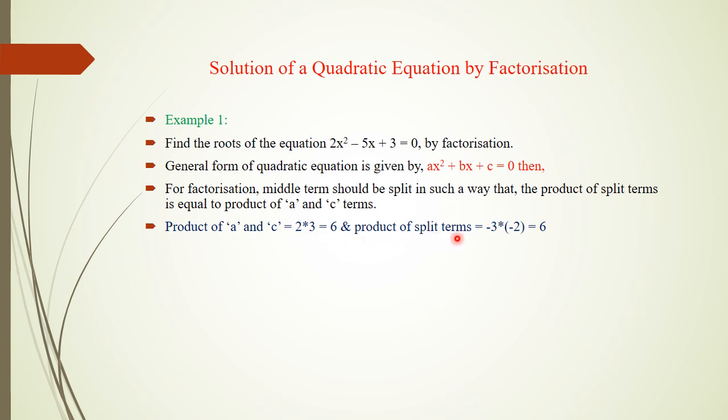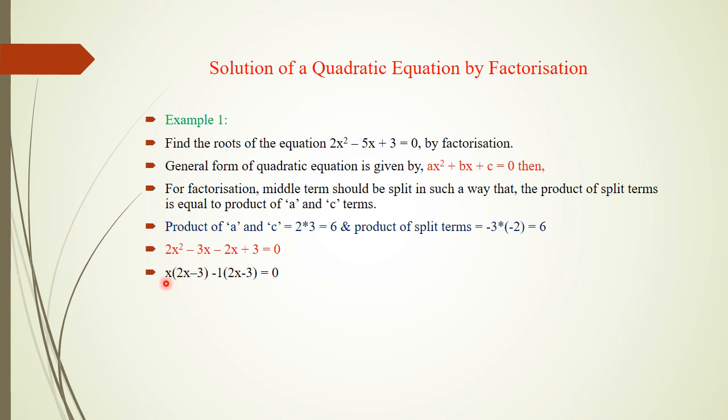Then product of split terms. Now minus 5x I can split as minus 3x and minus 2x. Writing minus 5x is same as that of writing minus 3x minus 2x. Therefore, when I split this minus 5x as minus 3x and minus 2x, I'll get product of these two terms again. If you see, that is same as a and c product. Therefore, I can split this given quadratic equation in this manner, that is 2x square minus 3x minus 2x plus 3 equal to 0. Now, in these two terms, you can see x is common.